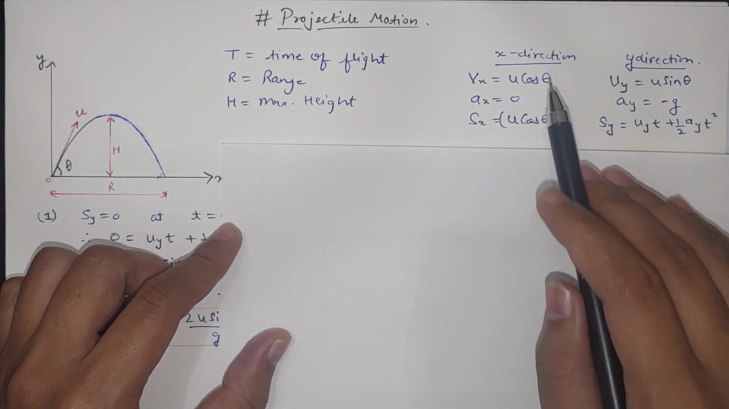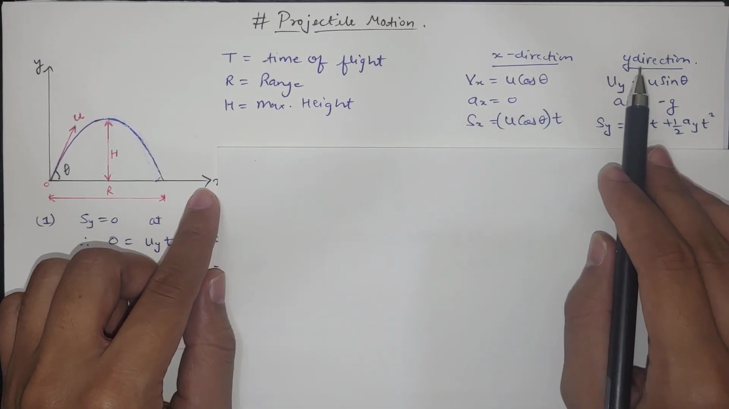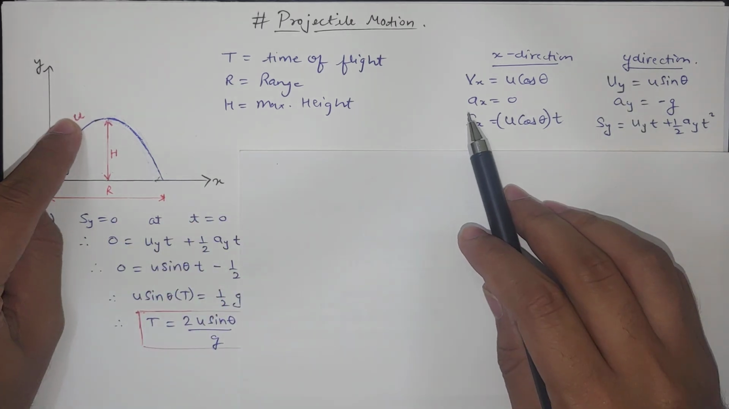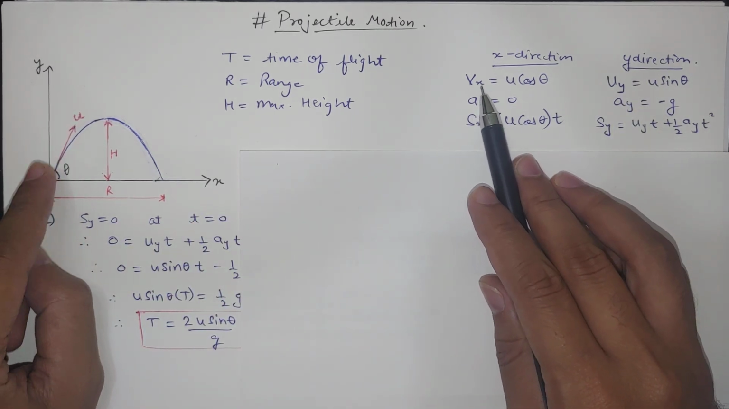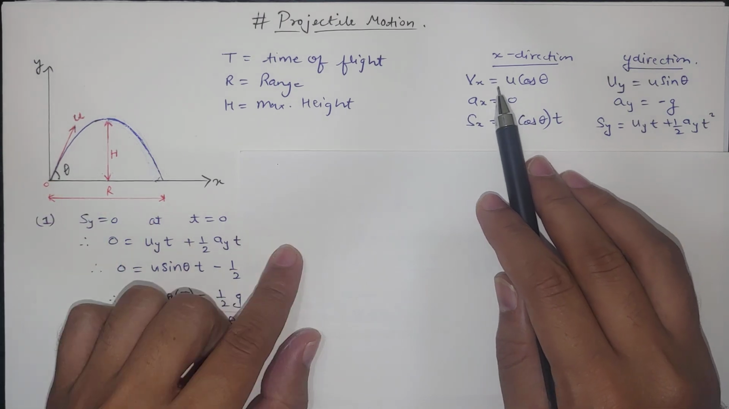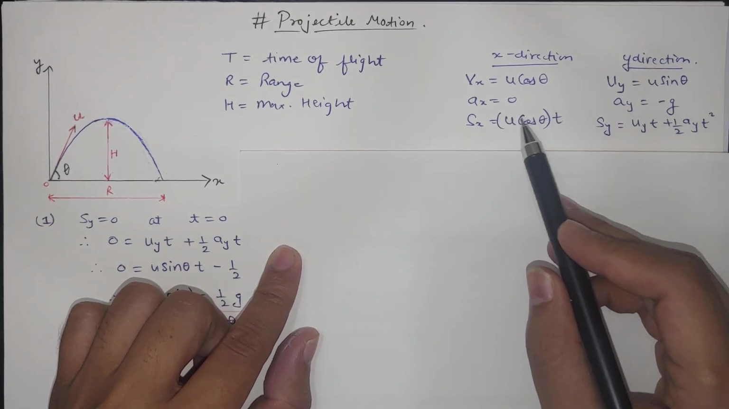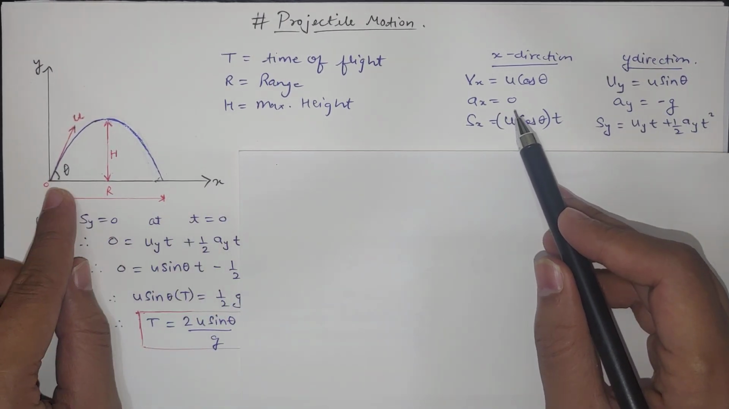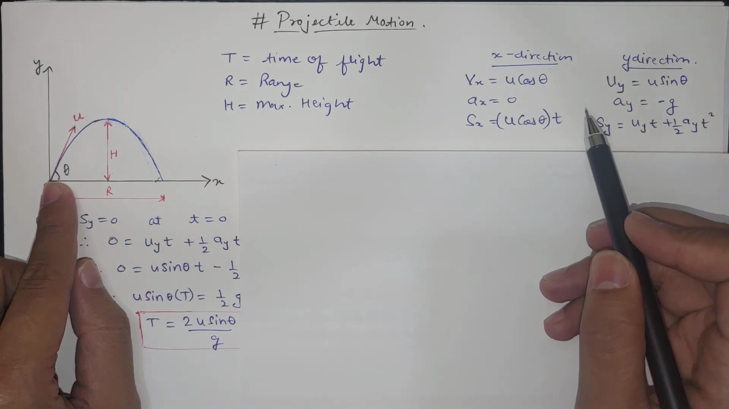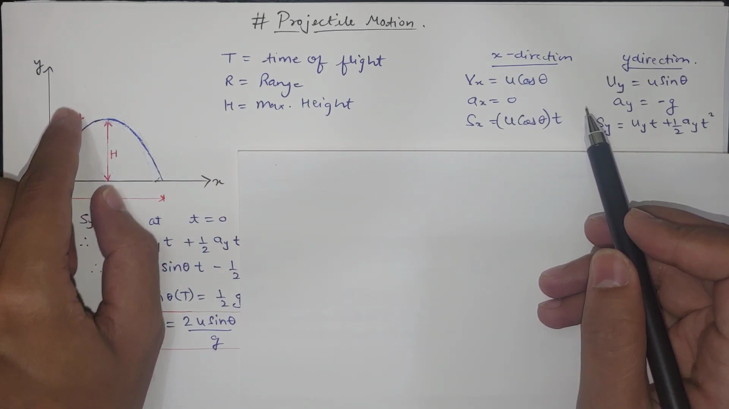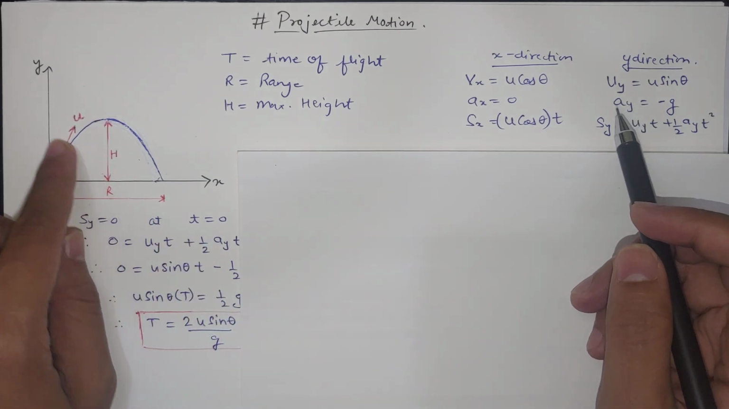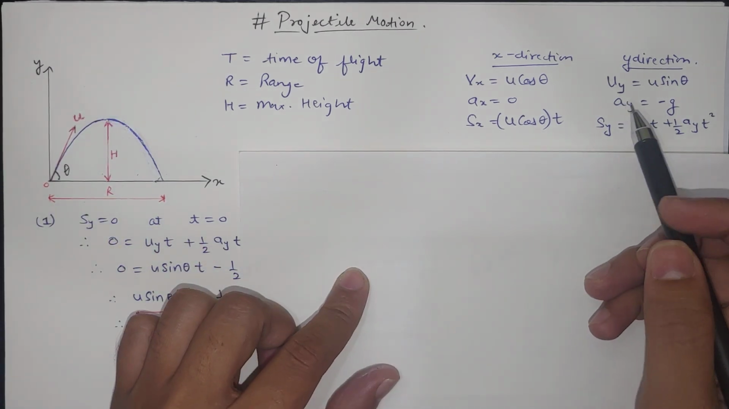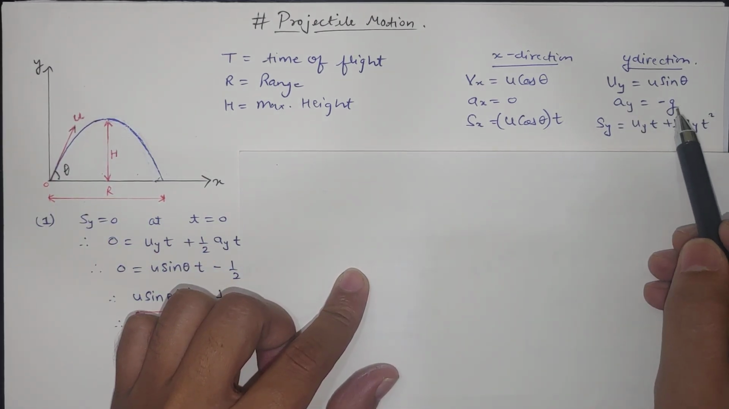Here we have the x direction and the y direction. We can break u into two components. Velocity in the x direction is vx equal to u cos theta, and in the y direction it is u sin theta. Acceleration in the x direction is 0 because once we launch it we do not apply any external force. In the y direction, gravity acts continuously downward, so acceleration in the y direction is minus g.